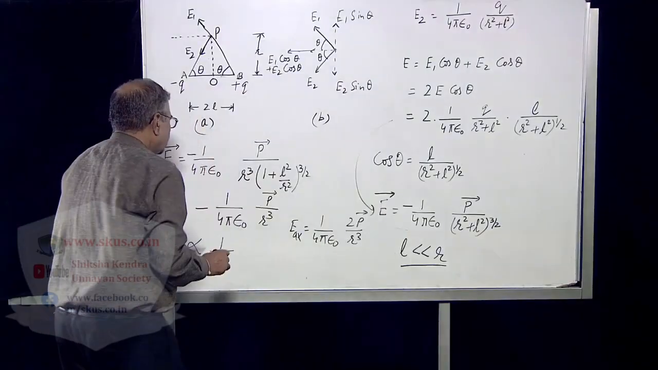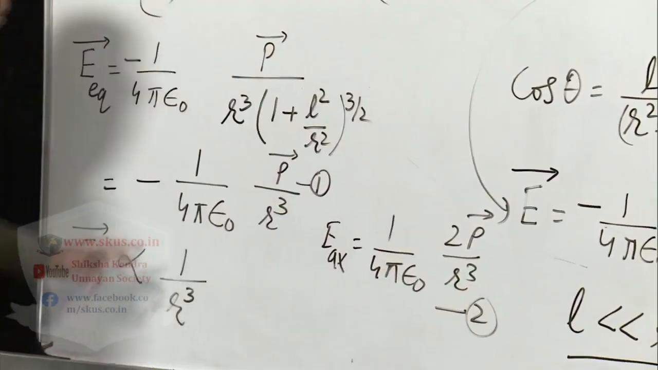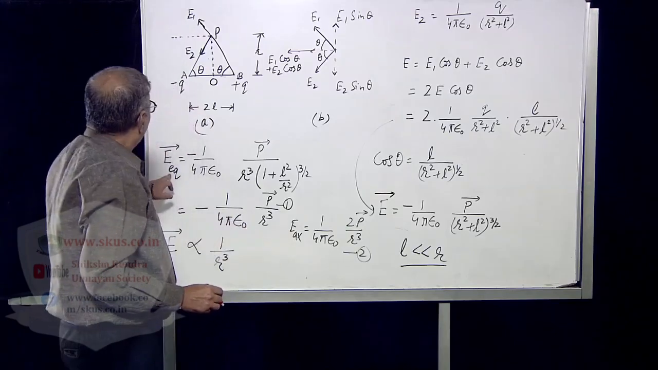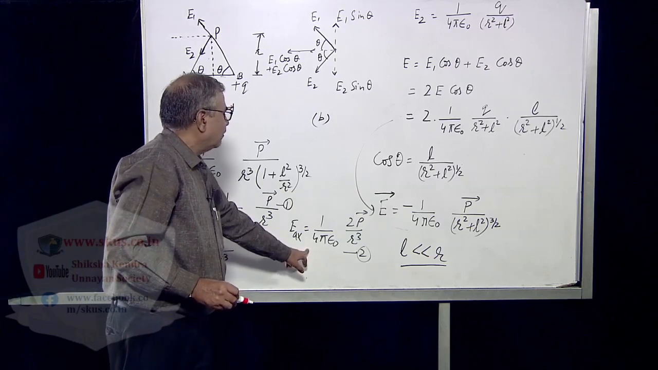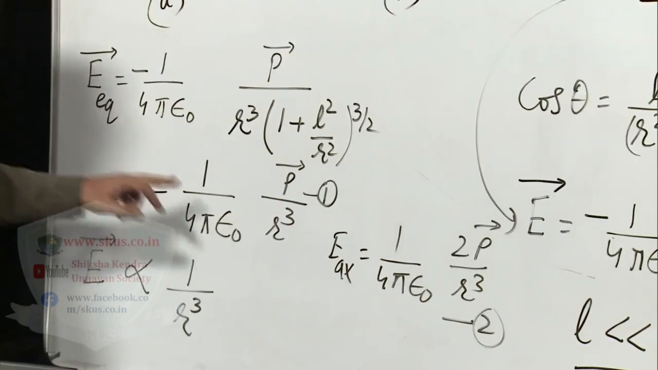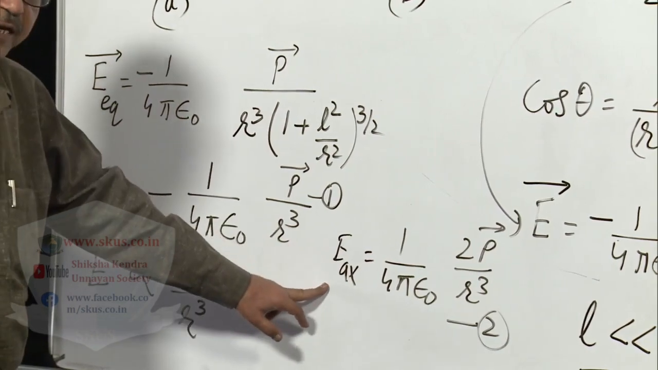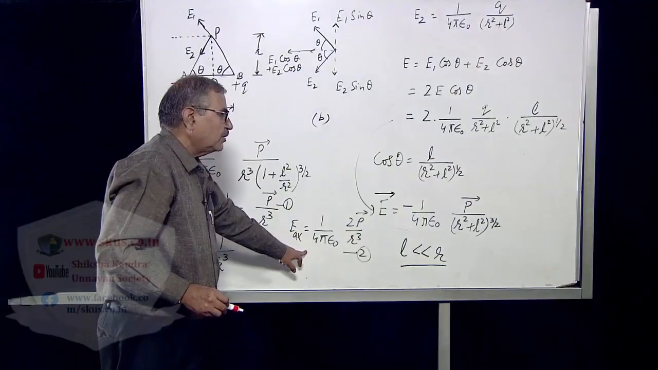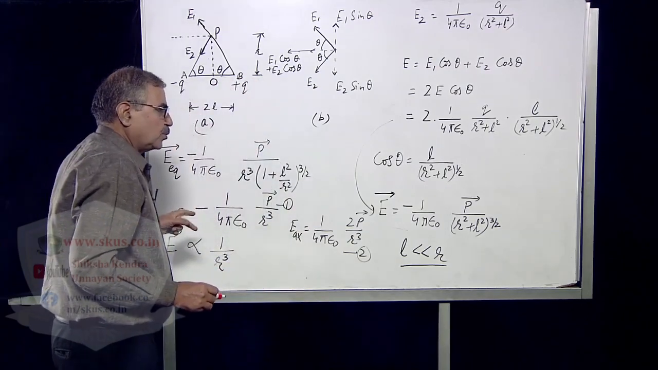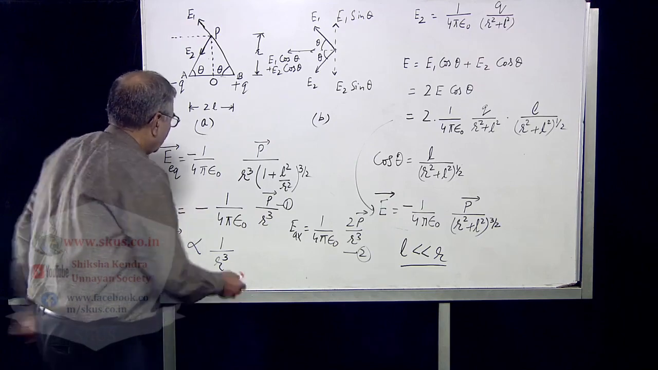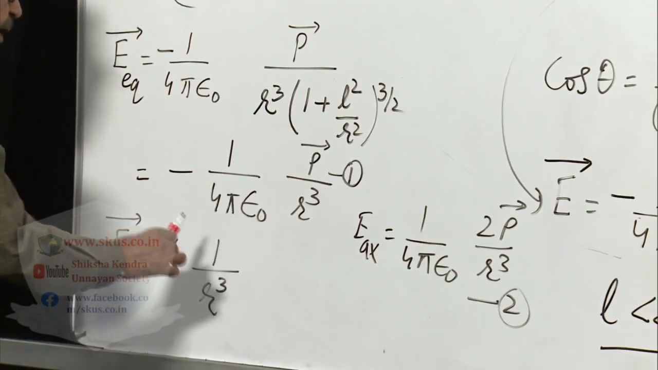So when we compare these two relations, relation 1 and 2, we see that the field on the equatorial line is half the field on the axial line, and the field on the equatorial line is in the opposite direction to the dipole moment, whereas in the case of the axial line the direction of the electric field and the direction of the electric dipole moment were the same. However, we find one similarity also. You see that the electric field in both cases is proportional to 1 upon r cube.